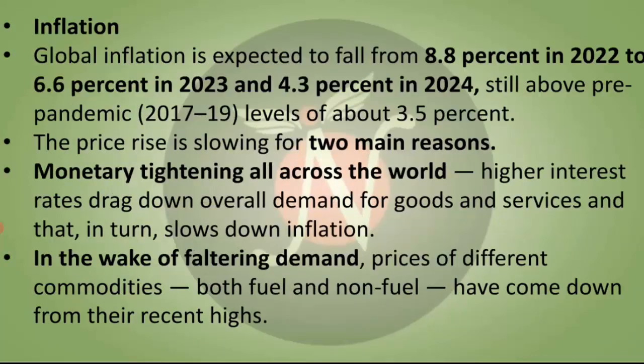What about inflation? Global inflation is expected to fall from 8.8% in 2022 to 6.6% in 2023 and 4.3% in 2024. So it will go down, but still remain above the pre-pandemic level of about 3.5%. The price rise is slowing for two main reasons. First, monetary tightening all across the world. Higher interest rates drag down overall demand for goods and services, and that in turn slows down inflation.